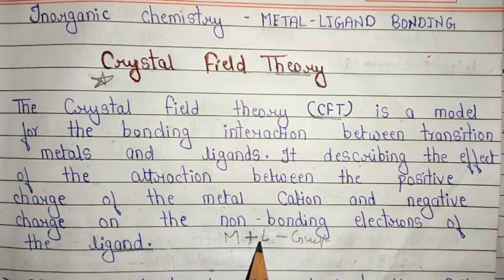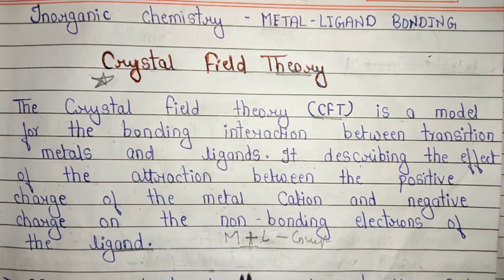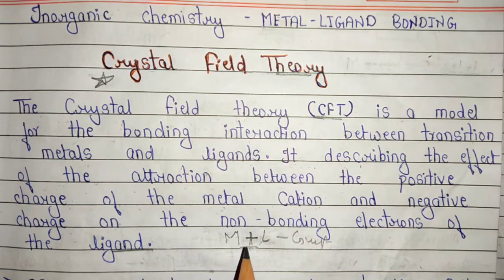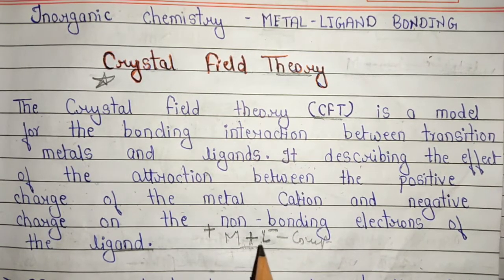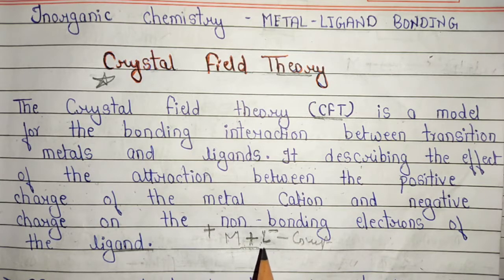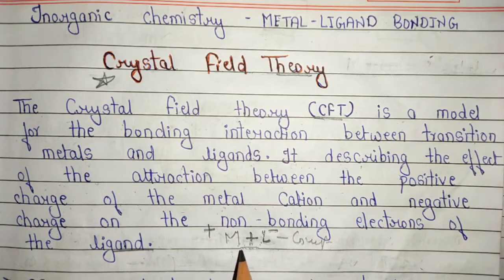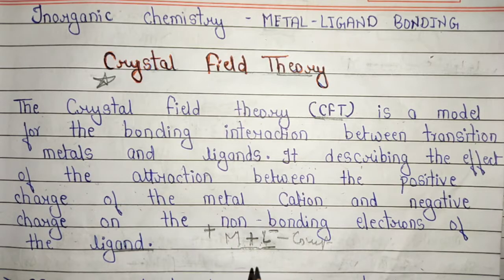ligand is very important. This theory considers the metal-ligand bond to be purely ionic, meaning it is an electrostatic interaction. The force of interaction between metal and ligand is electrostatic. That's why the metal carries a plus charge and the ligand carries a minus charge, because this is a purely ionic bond. So crystal field theory describes the effect of the attraction between the positive charge of the metal cation and the negative charge of the non-bonding electrons of the ligand. So this is the basic concept.